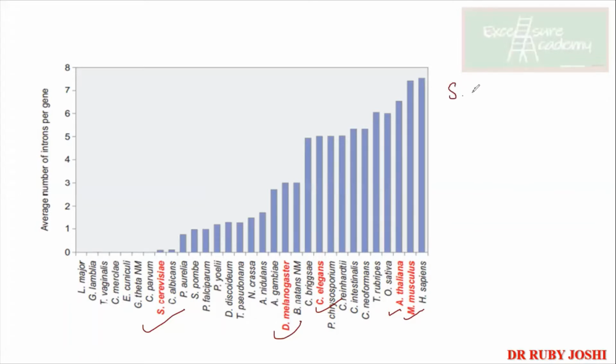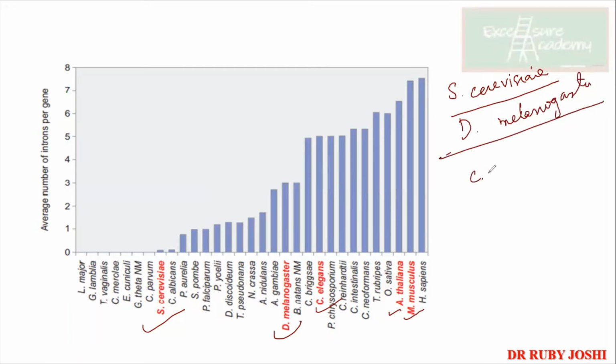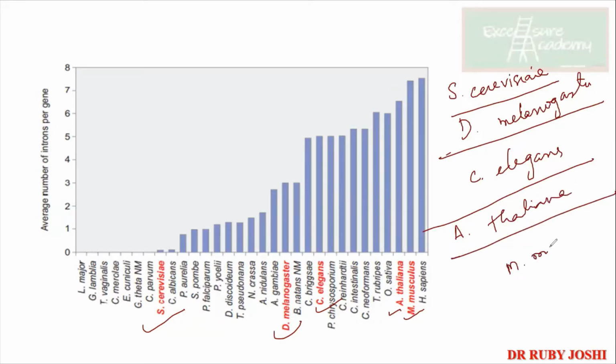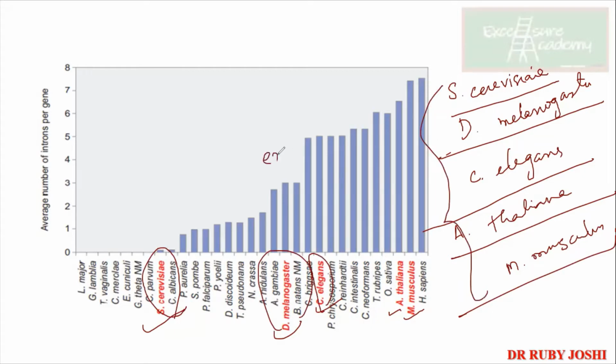The first one is Saccharomyces cerevisiae. The next is Drosophila melanogaster. Next, C. elegans, that is Caenorhabditis elegans. Next, Arabidopsis thaliana. And then of course M. musculus, this is your mouse model. So these highlighted ones are all representing that they are your experimental models.